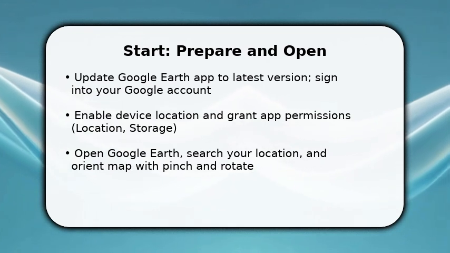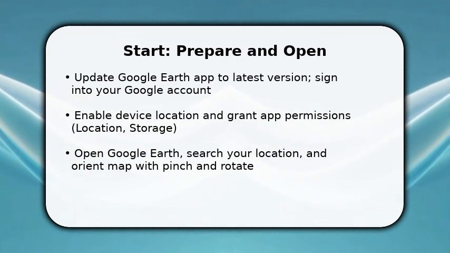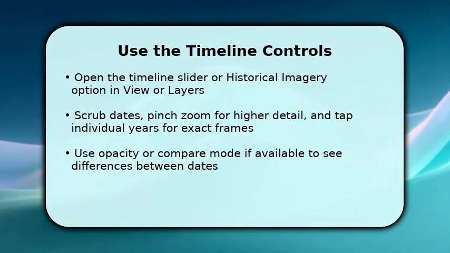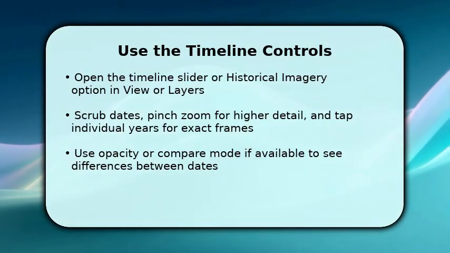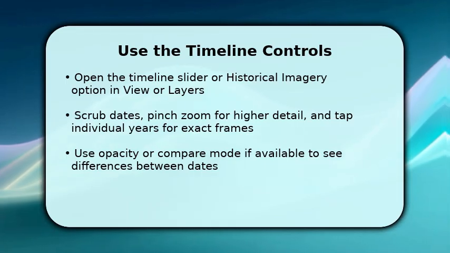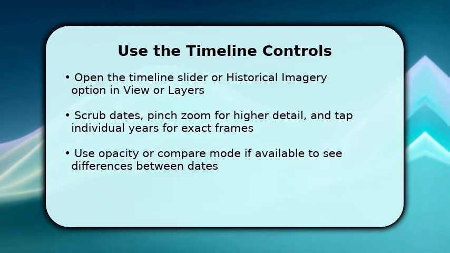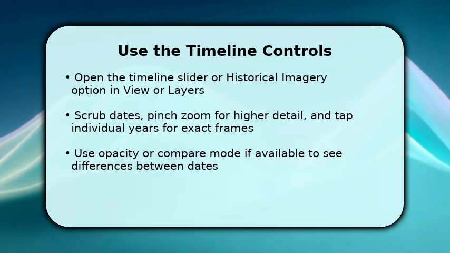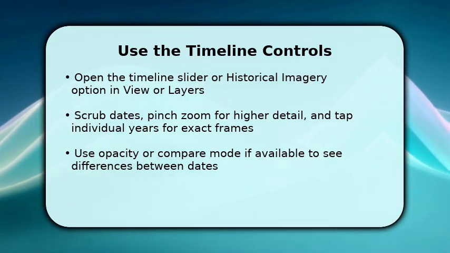You'll now engage the timeline. Tap the historical imagery control to reveal the date slider. Use a thumb to scrub left or right. Each stop requests a different archived satellite frame. Pinch to zoom while moving the slider to load higher resolution tiles for that date.